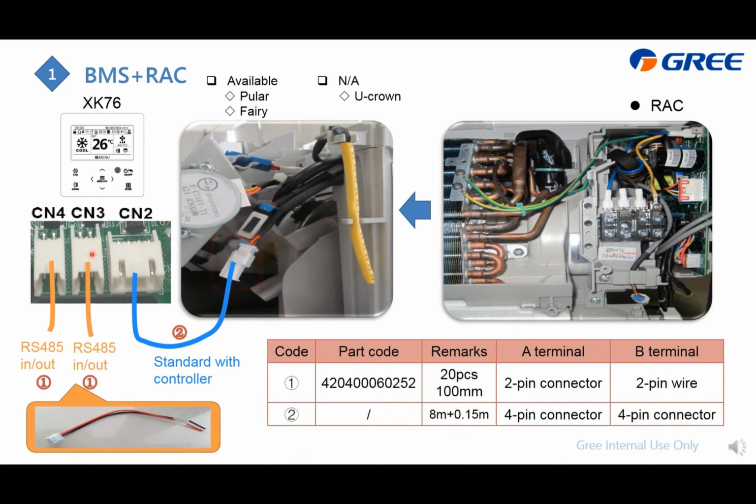And this CN3 and CN4 are the RS485 in or out. Here I just provide you the reference protocol for the cables. This number 1 is this one. With this, it is easier for you to do the wiring, especially for this socket.